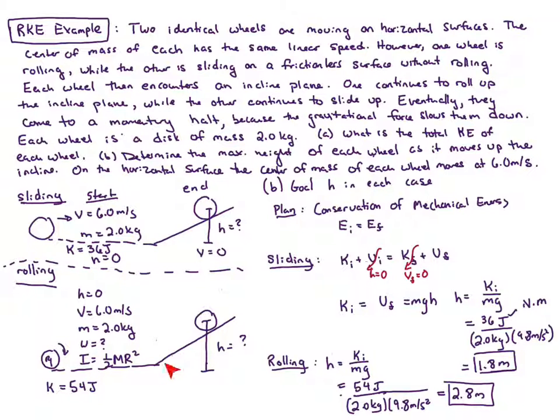It's kind of cool, because we didn't need to know anything about the incline of the hill. We didn't even need to know the radius of the hoop, and we were still able to figure out how high it would roll up. All right, and now we're done with this example.